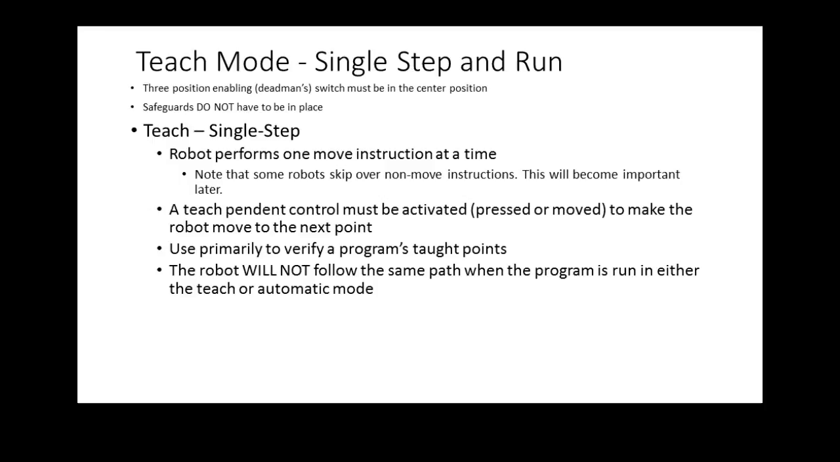Single step: some of your robots skip over non-move instructions. You got to be careful with those, because you're single stepping through a program where you're supposed to open the gripper up and come down, and it skips over the open gripper. Then what could it do? It could collide on the next step. So pay attention to that. Some of them you can select whether it skips over non-move instructions or if it adds them. Right now it's not going to matter to us, because all we're trying to do is teach our first program, right?